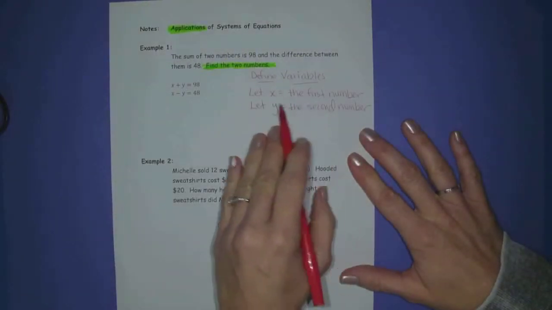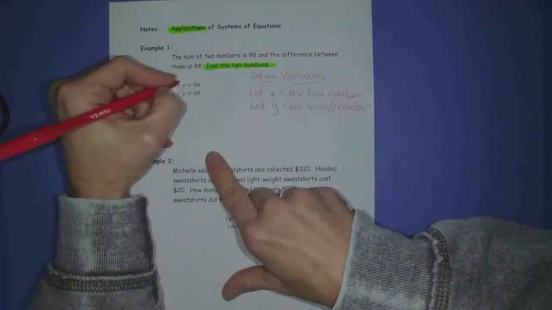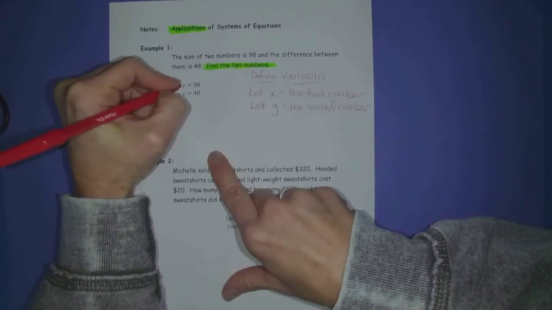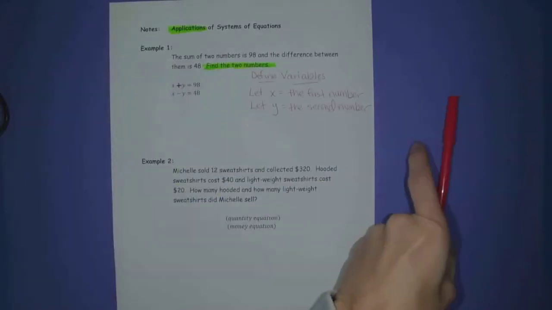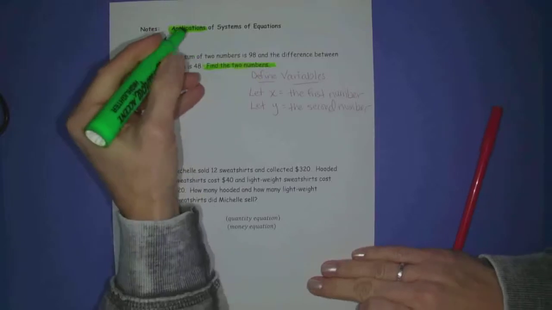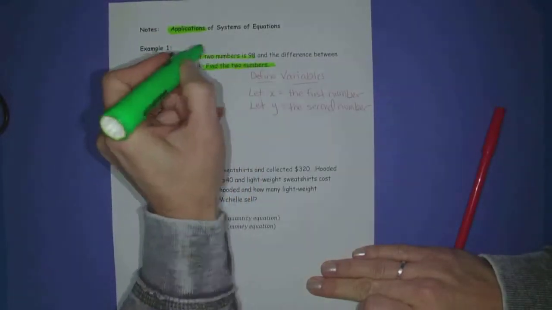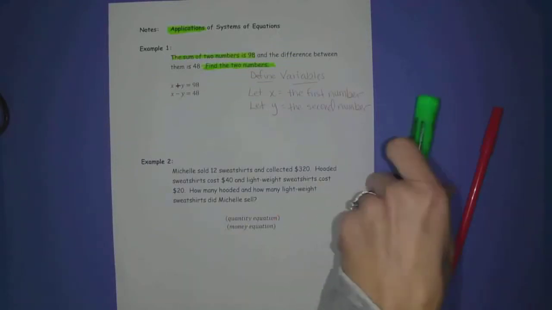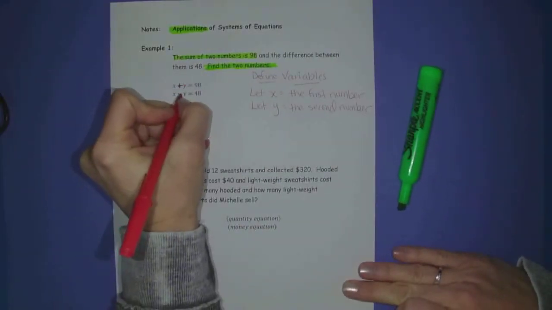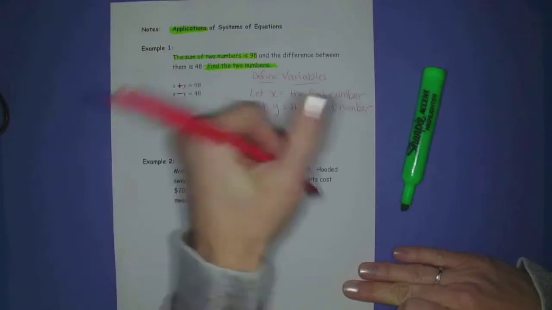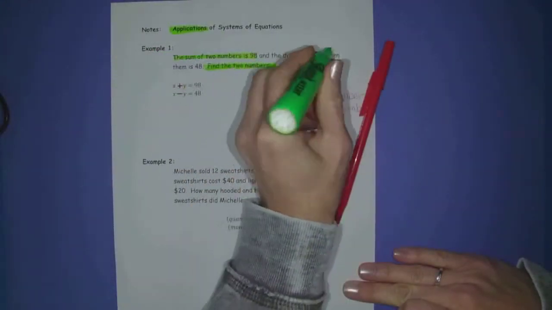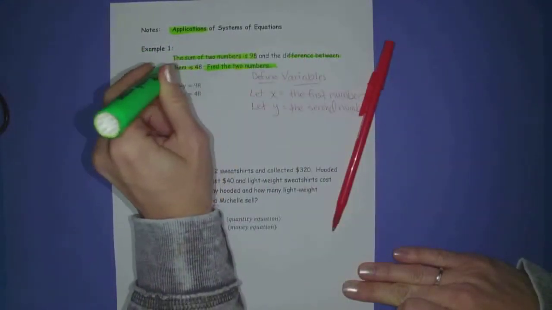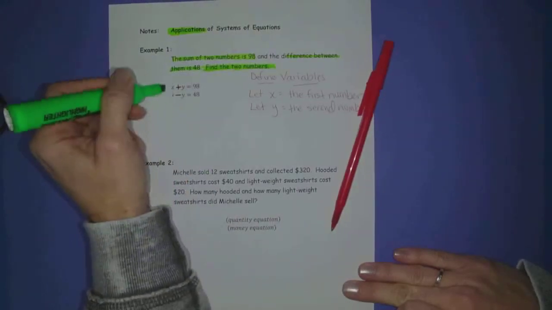Now you can see that the sum means addition. So the sum of the 2 numbers is equal to 98. And you can also see that their difference, which means subtraction, so the difference between the 2 numbers is 48. And so the system is written.